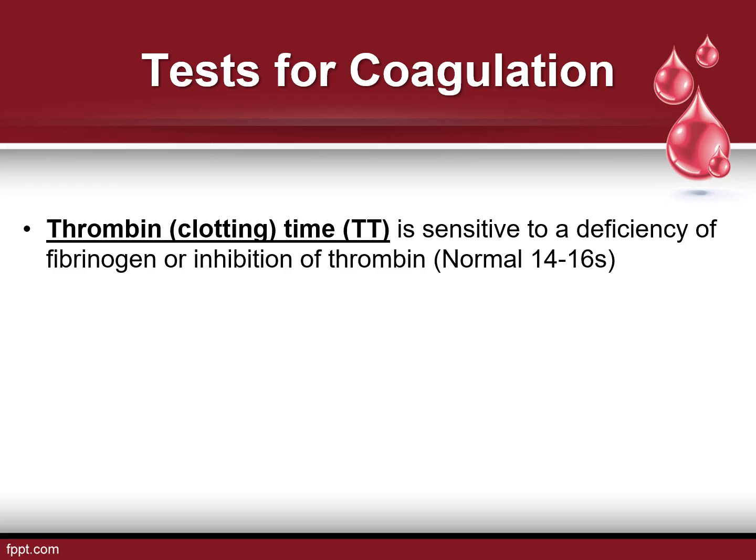And for the methodology, usually human thrombin is added to platelet poor plasma at 37 degrees, and the time taken for the formation of the fibrin clot is recorded. Recalcification of the plasma in this case is not necessary.